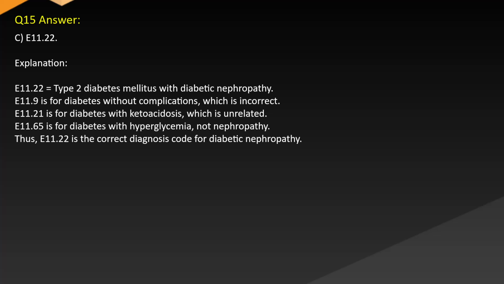Explanation: E11.22 is type 2 diabetes mellitus with diabetic nephropathy. E11.9 is for diabetes without complications, which is incorrect. E11.21 is for diabetes with ketoacidosis, which is unrelated. E11.65 is for diabetes with hyperglycemia, not nephropathy. Thus, E11.22 is the correct diagnosis code for diabetic nephropathy.